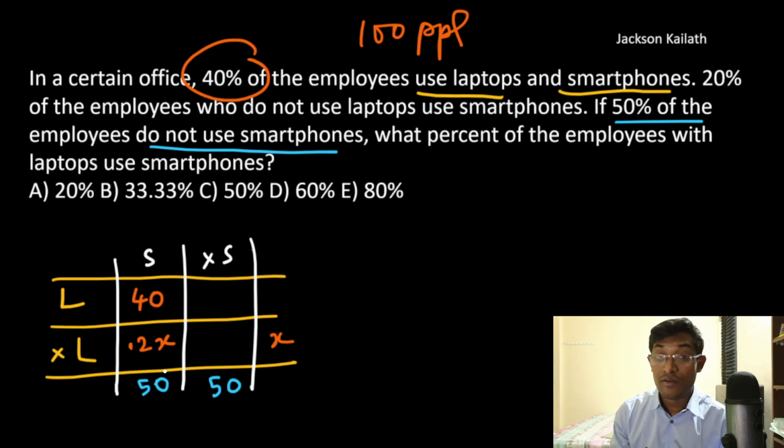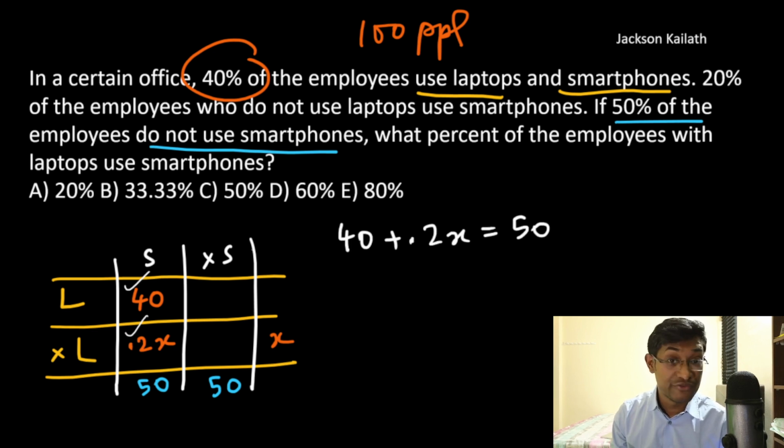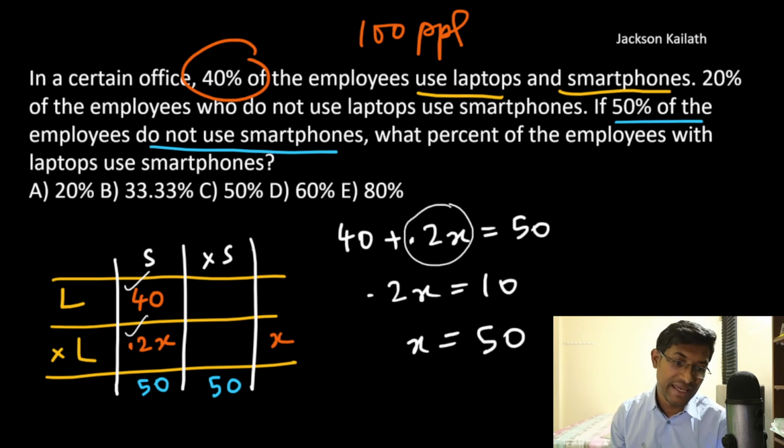Now over here, what is it that we can observe from the diagram? We can see that 40 plus 0.2x is equal to 50. So let's write that over here. 40 plus 0.2x is equal to 50. Therefore, 0.2x would be 50 minus 40, which is 10, or x is equal to 50. So we have found that this x over here is 50.